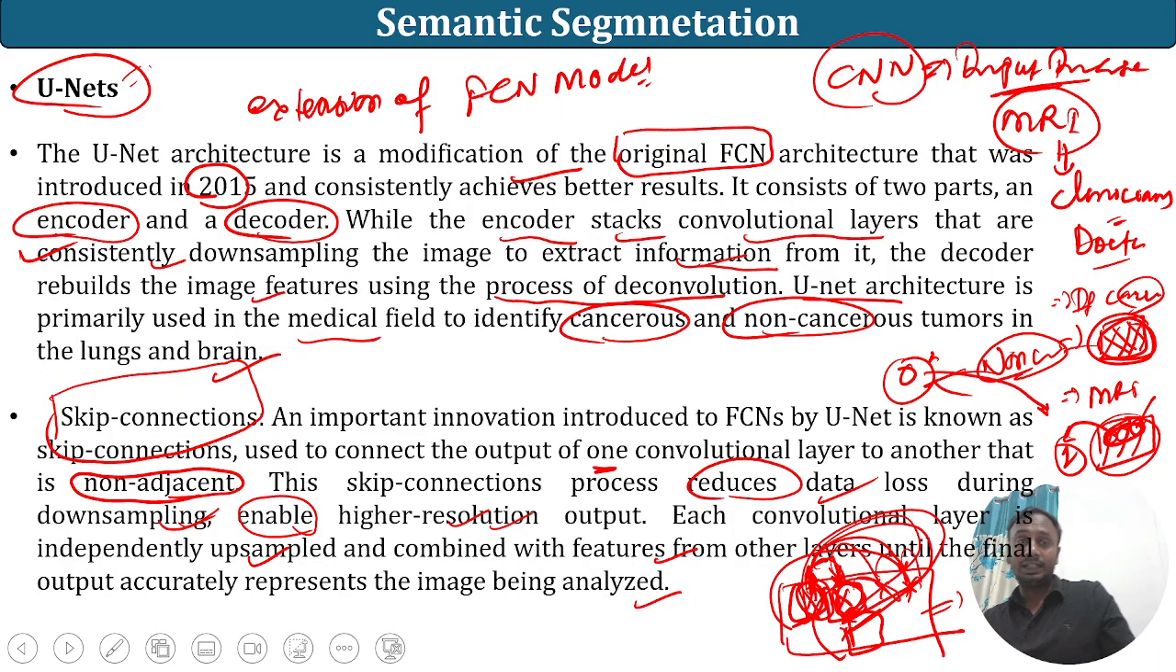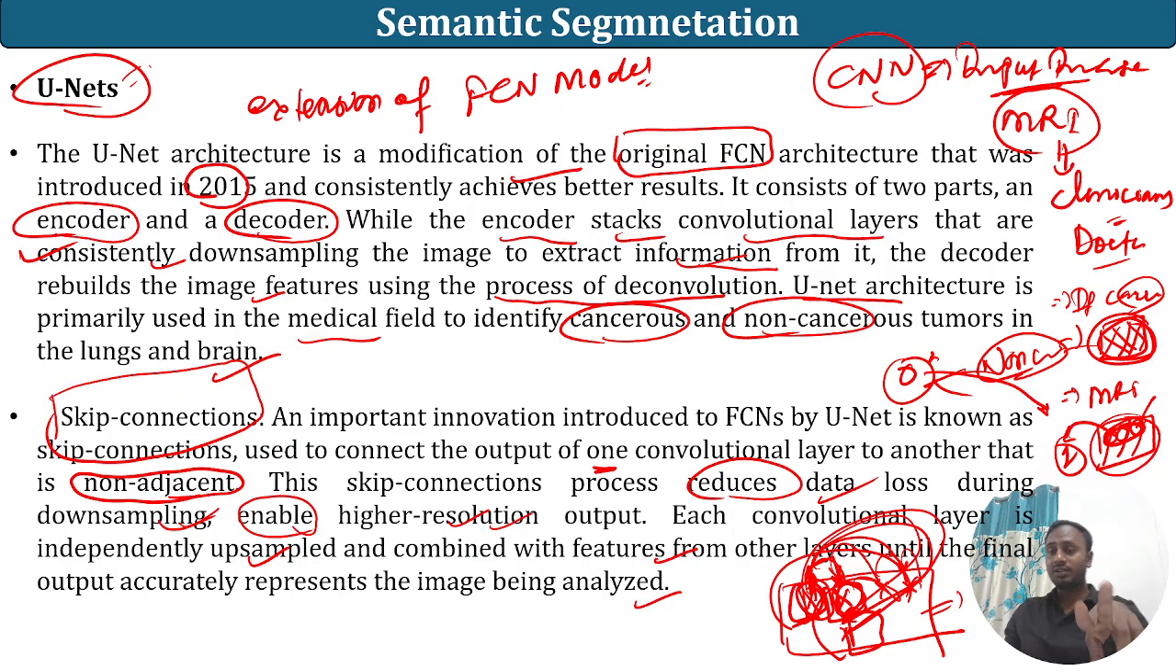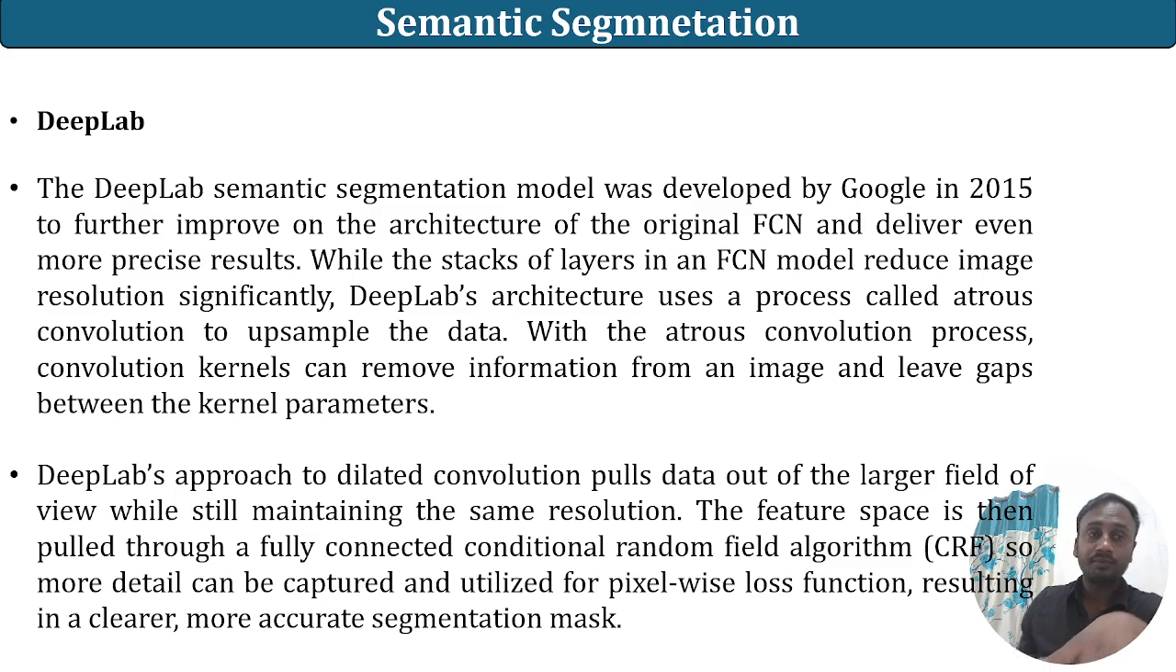Okay, so in the U-Net, they're going to divide the whole architecture into two parts. First one is the encoder, which will do the downsampling. Then we have the decoder, which will do the upsampling. And one important part, they're going to do the skip connections also. So this is the whole thing about the U-Net.